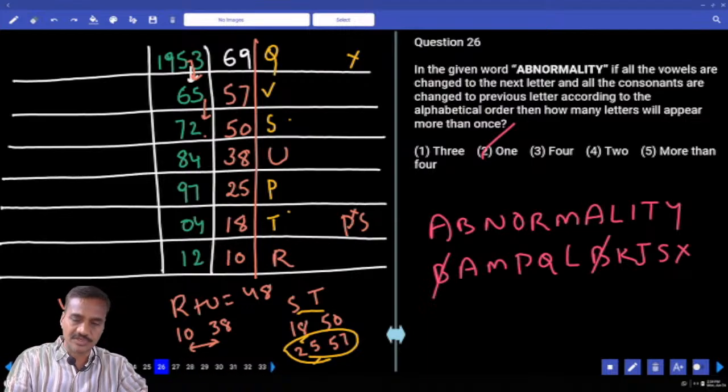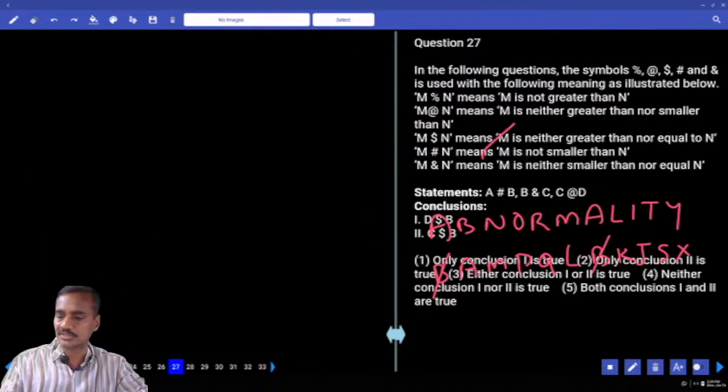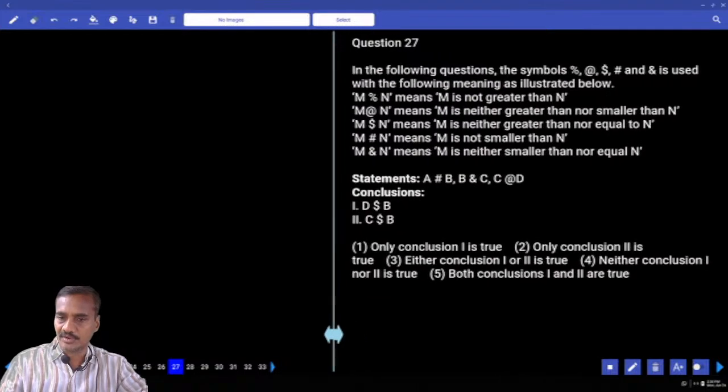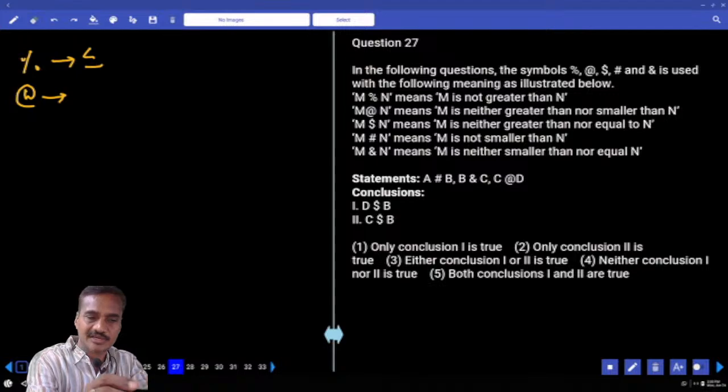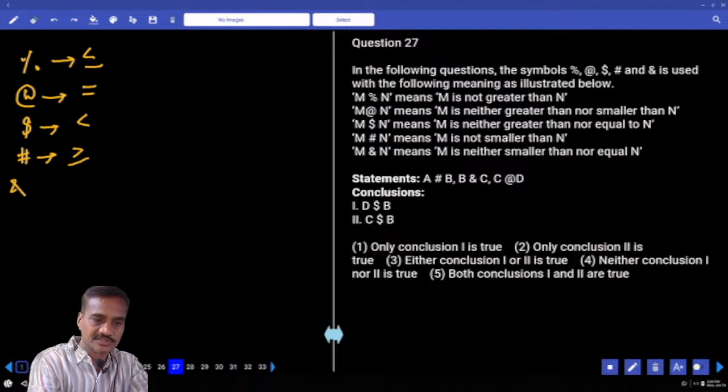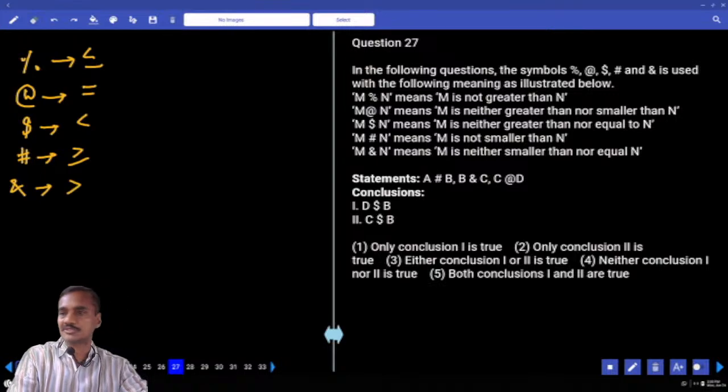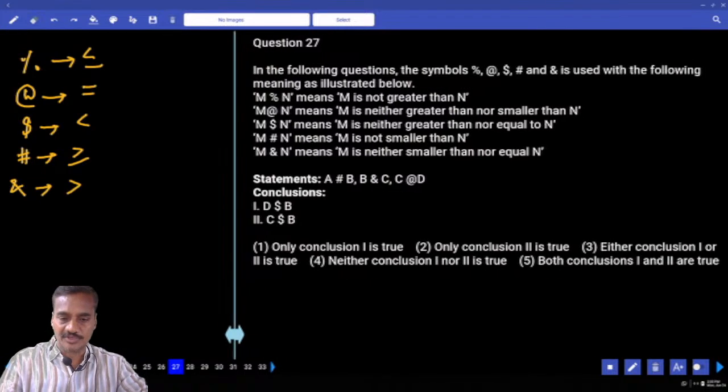Then 27 to 29, these three are based on inequalities, and that too coded. Percentage stands for not greater than, meaning lesser than or equals to. At the rate of stands for neither greater nor smaller, equal to. Dollar stands for neither greater nor equal, less than. Hash stands for not smaller than, greater than or equals. The last one stands for neither smaller nor equal, it must be greater than. So these are the 5 symbols.